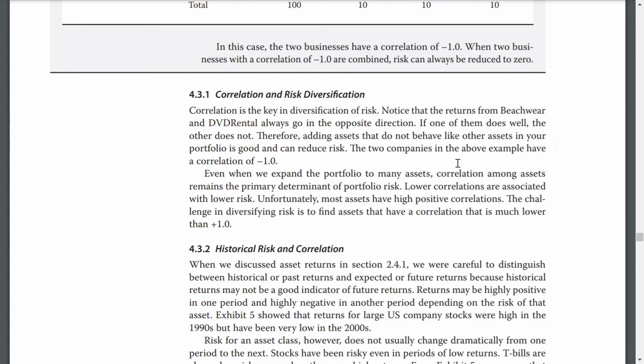Even when we expand the portfolio to many assets, correlation among assets remains the primary determinant of portfolio risk. Lower correlations are associated with lower risk. Unfortunately, most assets have high positive correlation. The challenge in diversifying risk is to find assets that have a correlation that is much lower than 1.